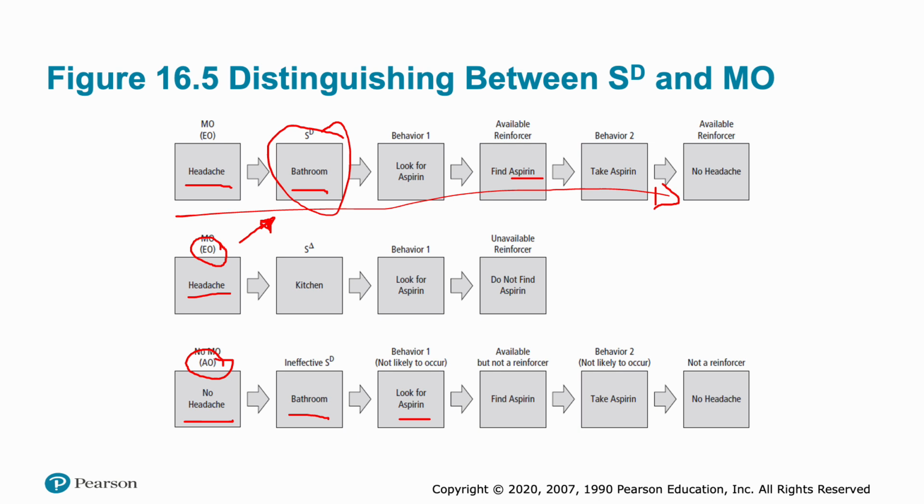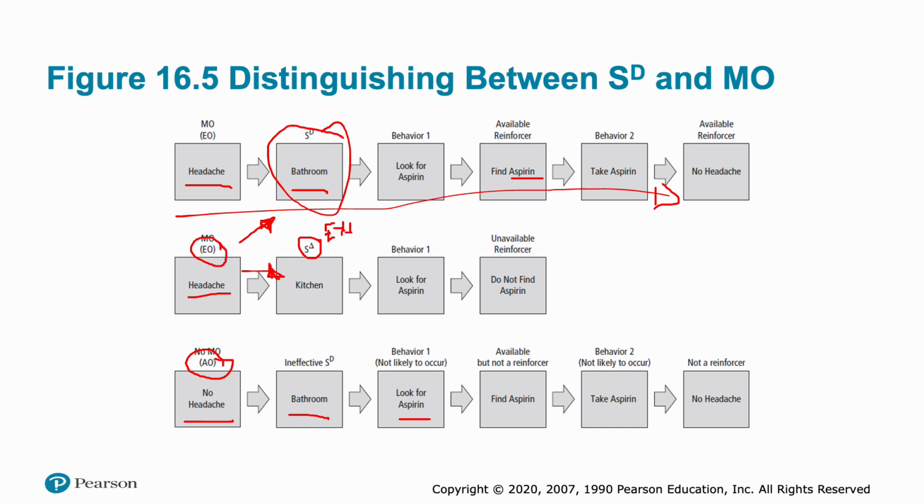Well, you don't keep medication in your kitchen. So because you don't keep medication in your kitchen, the kitchen is going to function as an S delta, meaning that your behavior will be placed on extinction. Okay, you can still engage in behavior, but you're not going to contact reinforcement in this particular context.